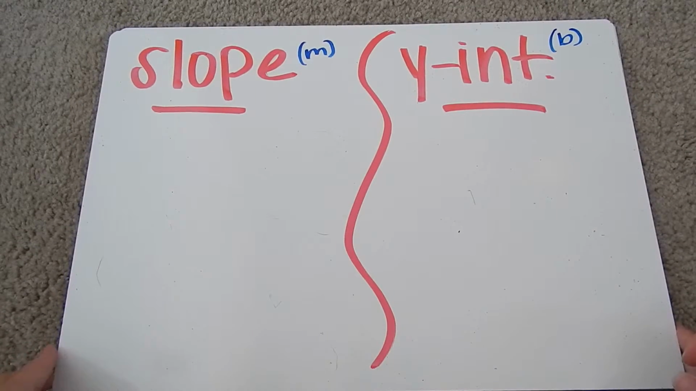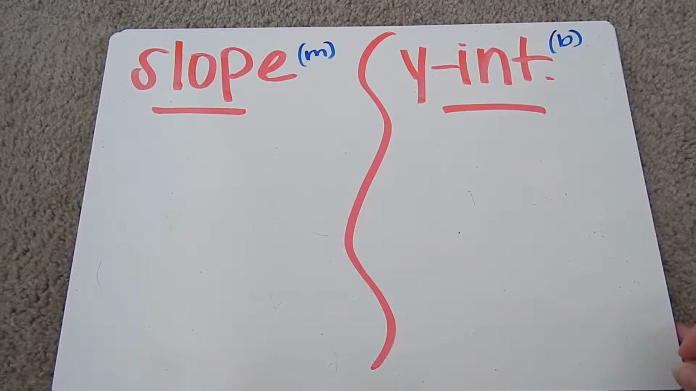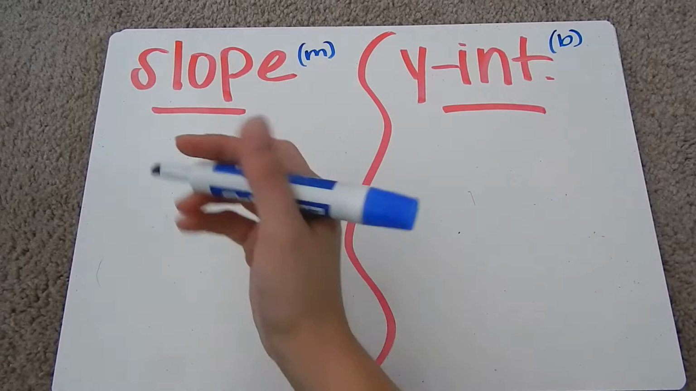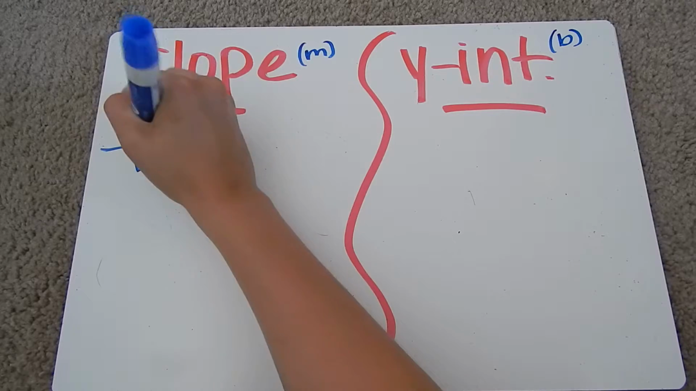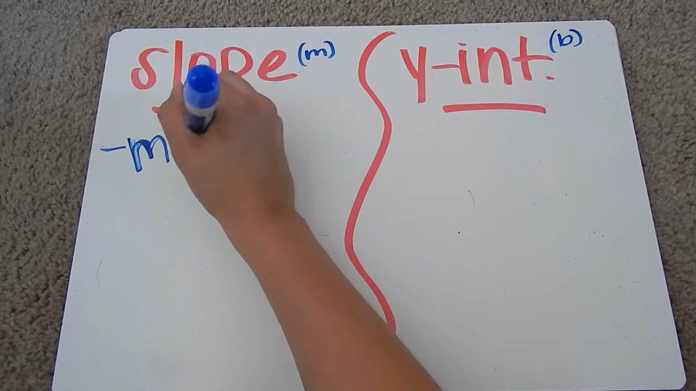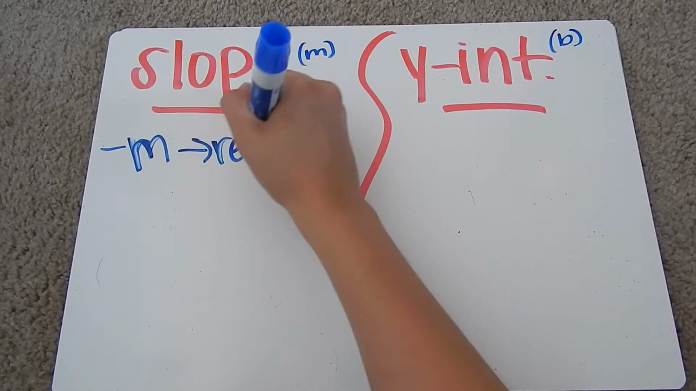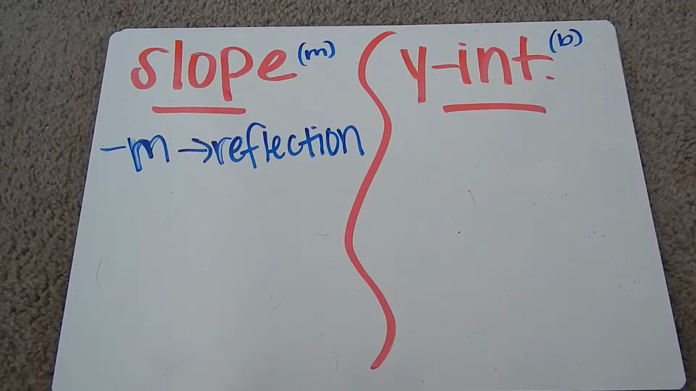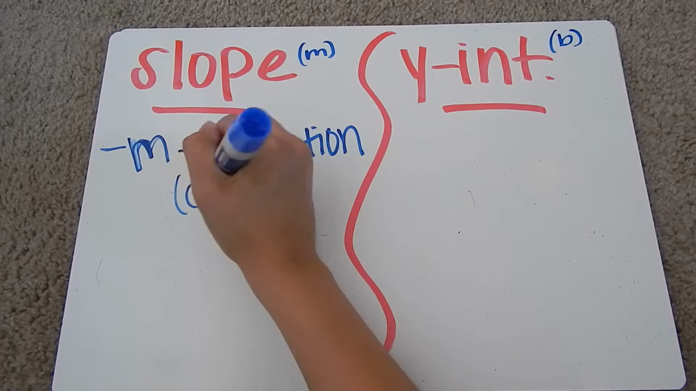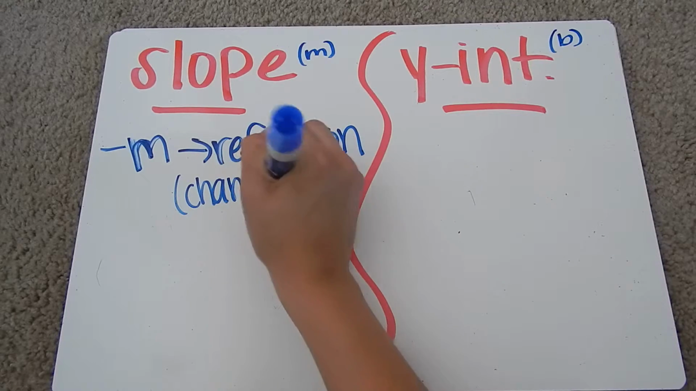Now, when we're looking at the slope, it will tell us two things: whether we're getting more or less steep, and whether or not we have a reflection. So the first thing let's talk about is the reflection. If our slope is negative, so if we have a negative m, we're going to have a reflection. So if our slope's negative, our line is going to reflect, or sometimes we might say change direction.